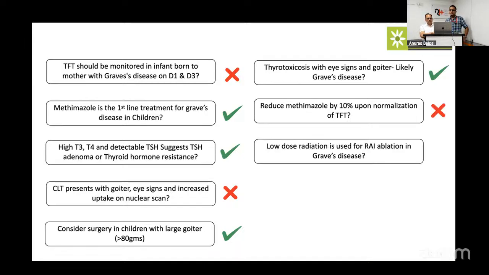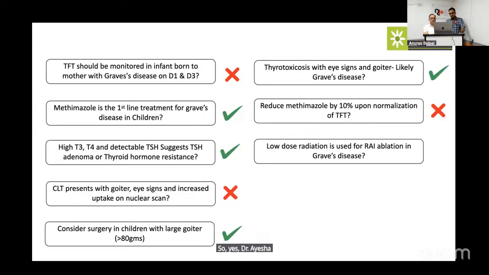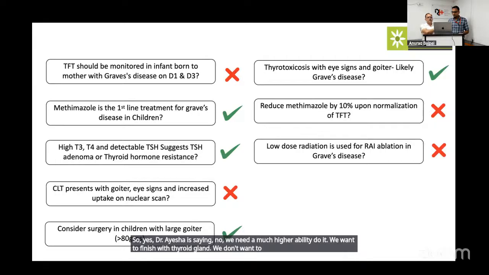Low dose radiation is used for radioactive ablation in Graves' disease. So for radioactive iodine, do you want to use a lower dose or a higher dose? Dr. Ayesha is saying no, we need a much higher ablative dose. We want to finish the thyroid gland. We don't want to leave anything to grow further.